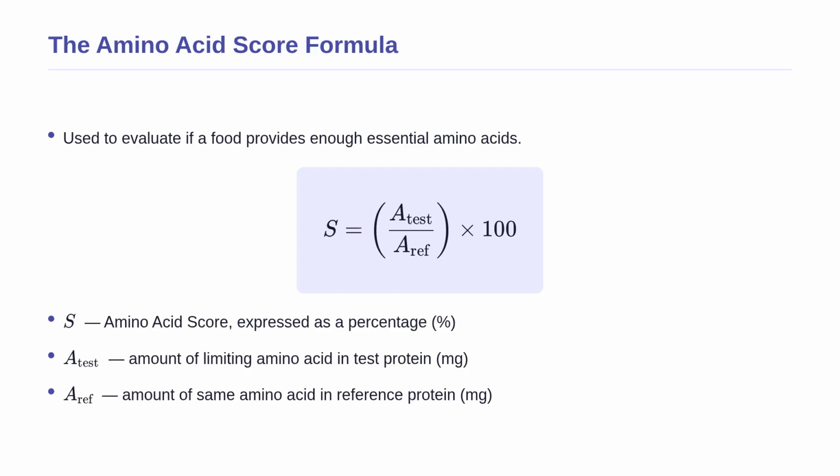The variable A test is the amount of the limiting essential amino acid present in 1 gram of the food we are evaluating, measured in milligrams. The variable A ref is the amount of that exact same amino acid in 1 gram of the ideal reference protein. If A test increases, meaning the food is richer in that nutrient, the overall score S increases, indicating a higher quality protein.